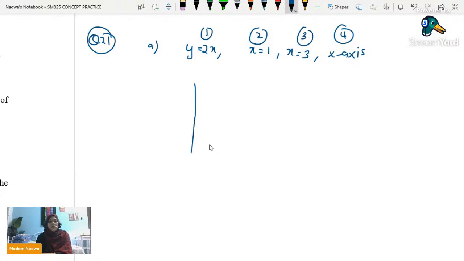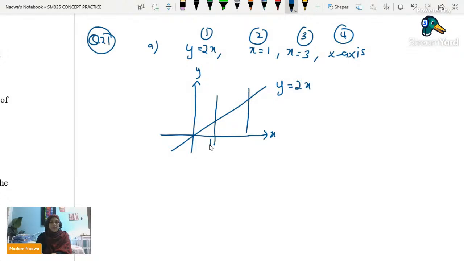Okay, jangan takut dia bagi graf 2X ni, graf linear sahaja. Y equals to 2X. So X equals to 1. Okay, macam nak tahu X tu vertical ke horizontal? Kita tengok ni Y. So tak mungkin lah 1 tu dekat atas Y. Ni paksi X. So dia kata X sama dengan 1. So kat sini lah 1. And then X sama dengan 3. So dekat sini lah 3.